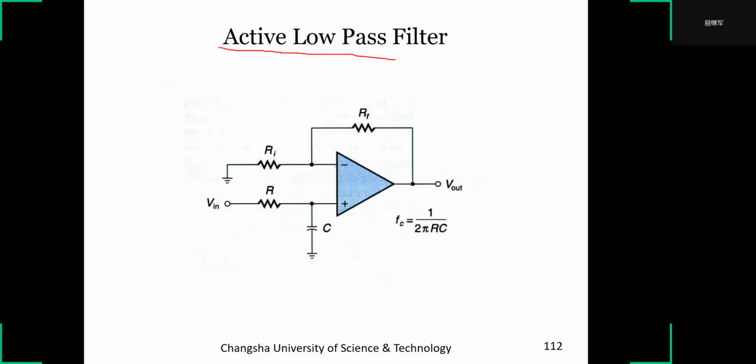Active low pass filter. This circuit can only pass the low frequency.